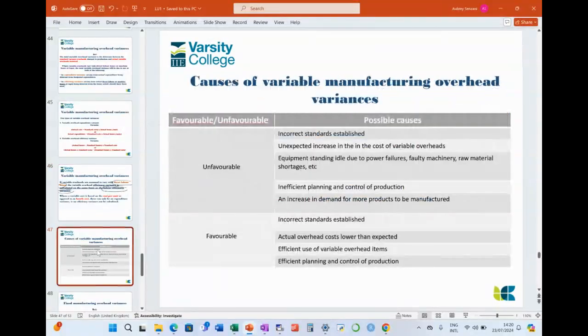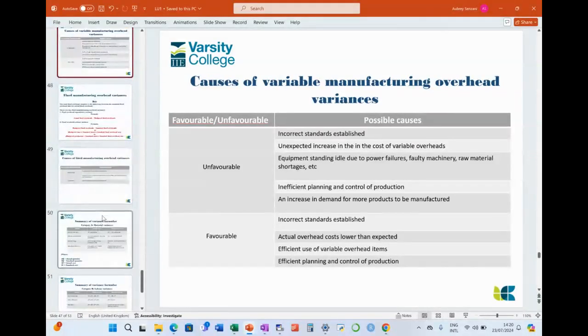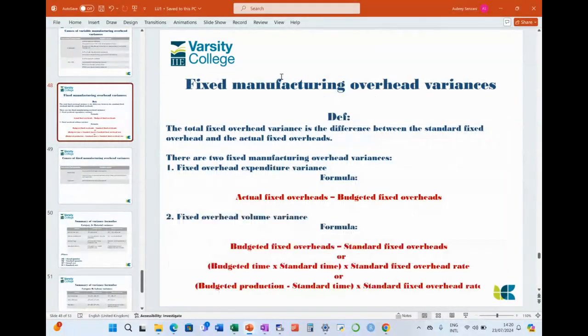Right, let's move on. There again, they're just talking about favorable and unfavorable. Then we have your fixed manufacturing overhead variance: actual fixed overheads minus your budgeted fixed overheads, which should be the easiest of them all.